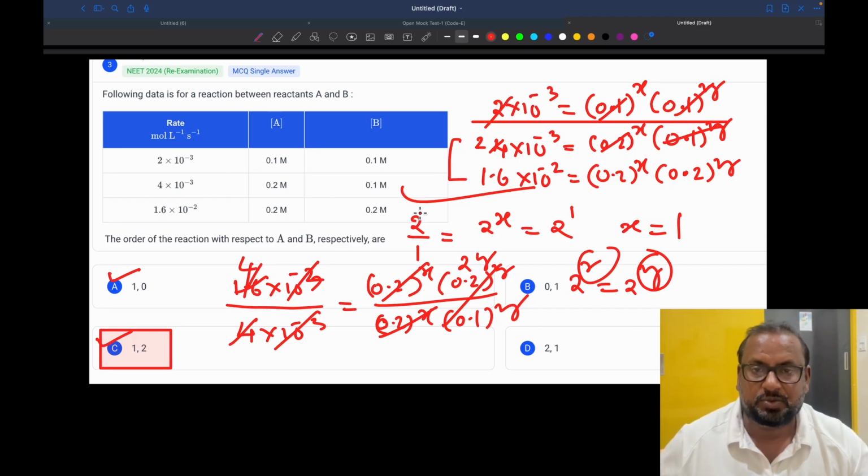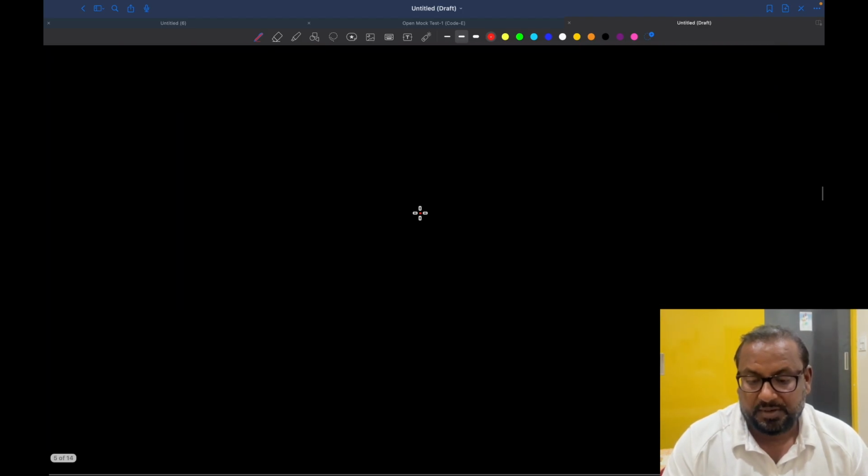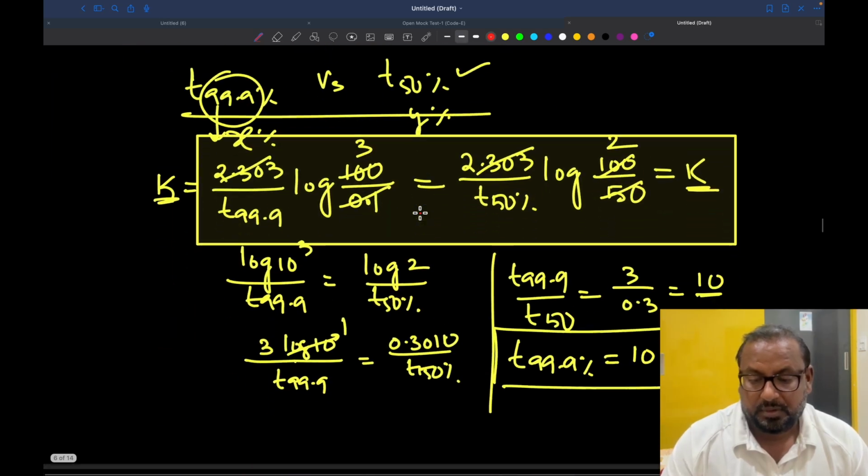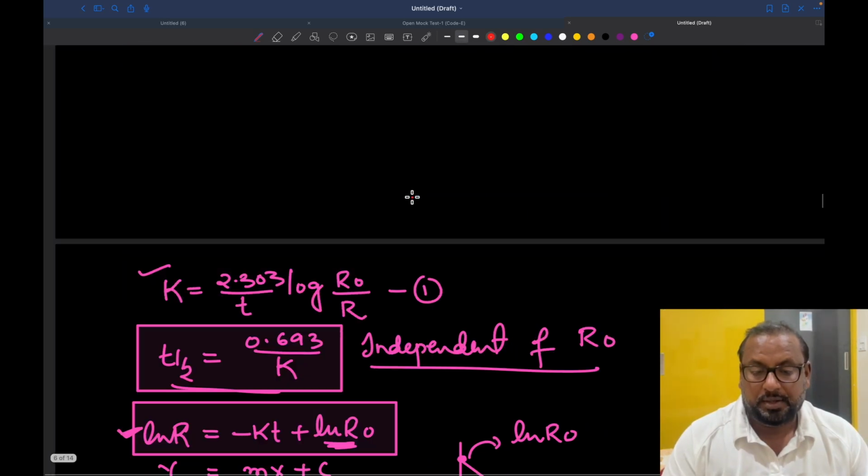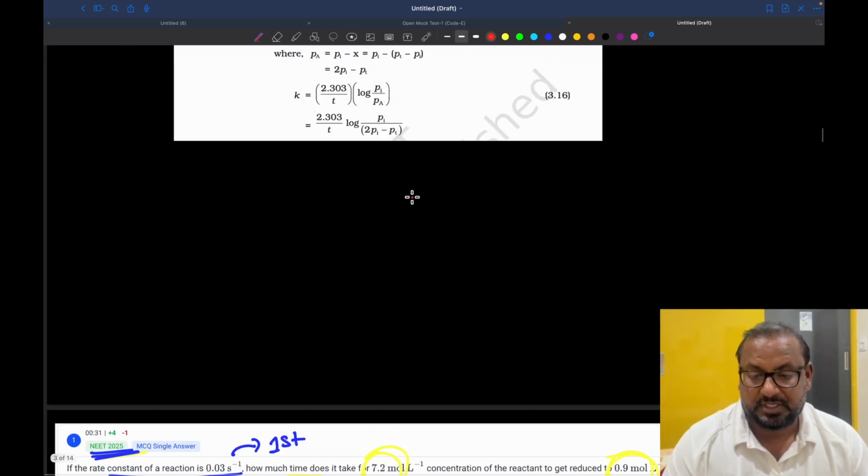A little math is required. Just write the equations, plug in, and you'll get the right answer. So this is about first order kinetics.